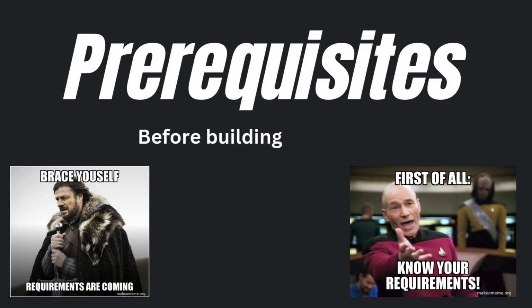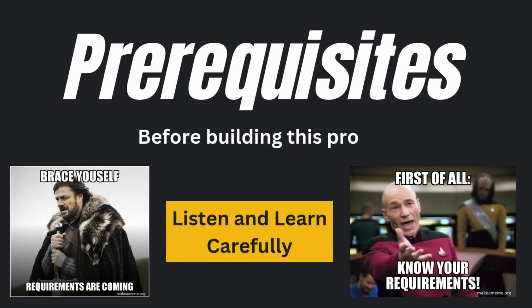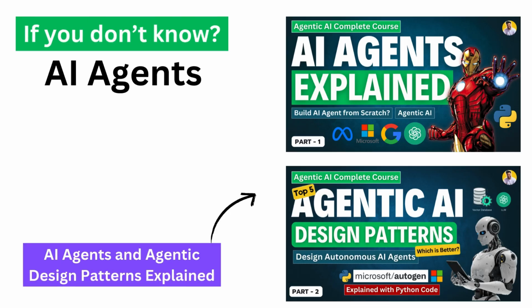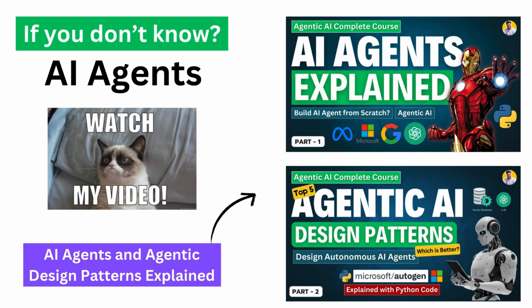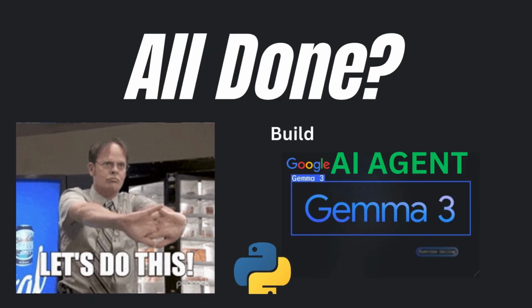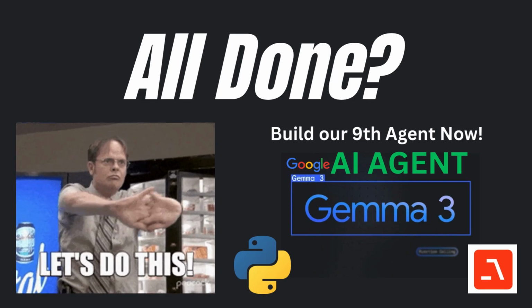First of all, get all the prerequisites of this project. Listen and learn carefully. First, you should have knowledge about AI agents. What are they? How do they work? And what are the agentic design patterns? You have to watch my two videos on AI agents to get yourself familiar with AI agents' workflows and designs. After all this is done, let's create our 9th AI agent using Google Gemma 3.